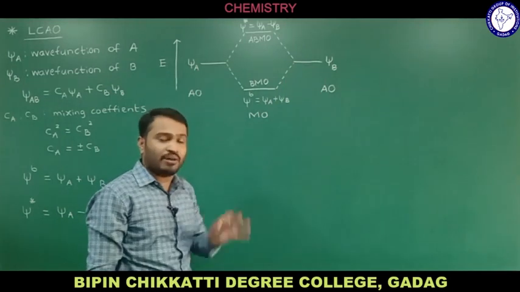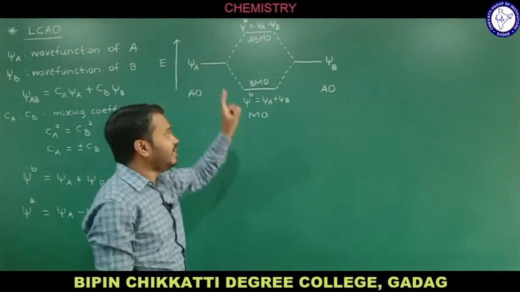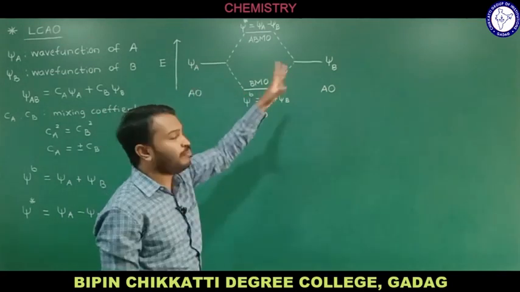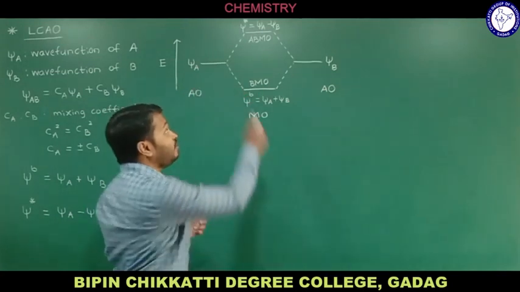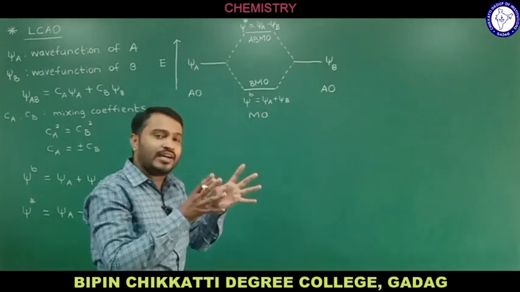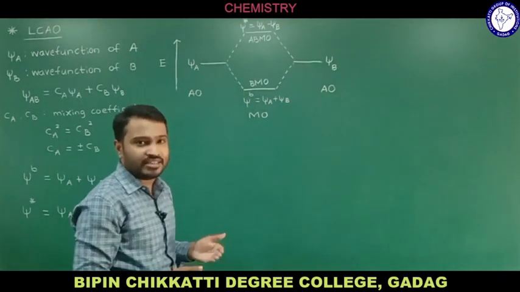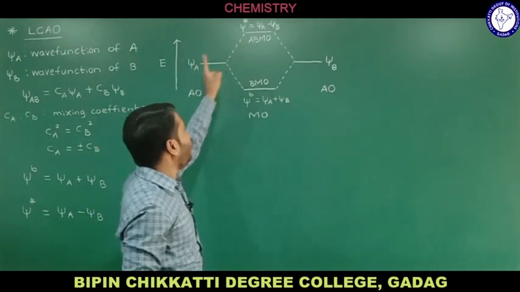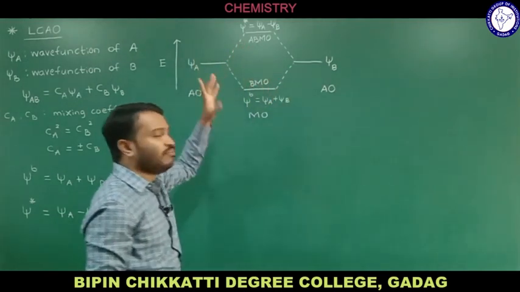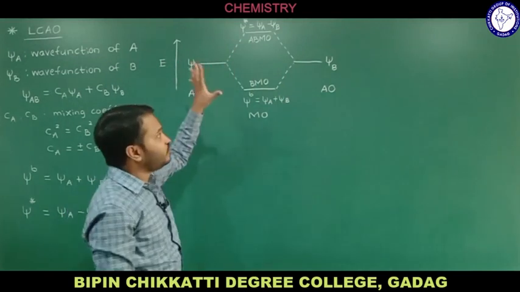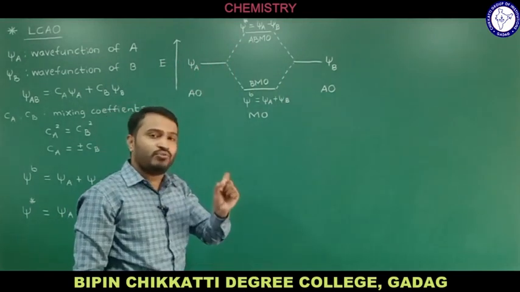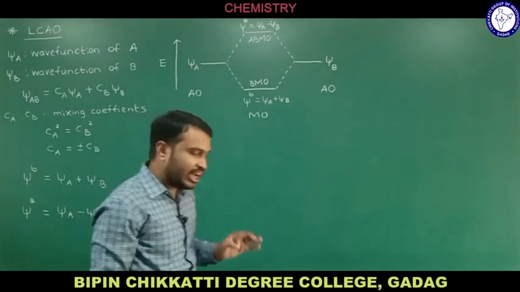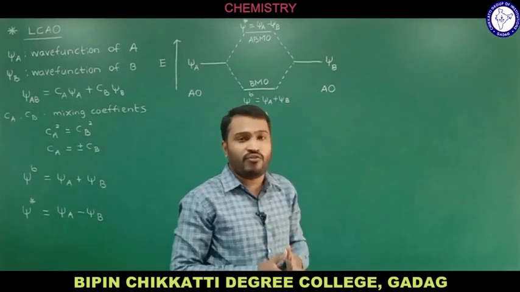BMO is quite stable. Why is BMO stable? Because the energy of BMO is less when compared to the energies of the combining atomic orbitals. What about ABMO? ABMO is quite unstable, or less stable, you can say. Why? Because the energy of ABMO is quite high when compared to the energy of the combining atomic orbitals, and based on this diagram I can also say what the energy and stability of molecular orbitals formed by the combination of atomic orbitals would be.